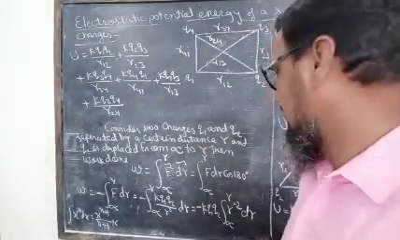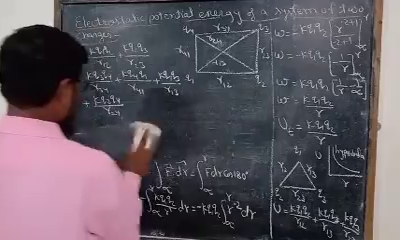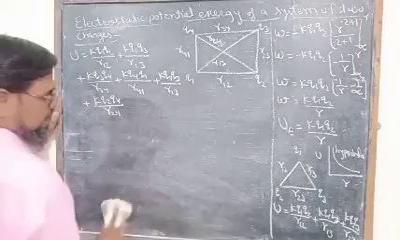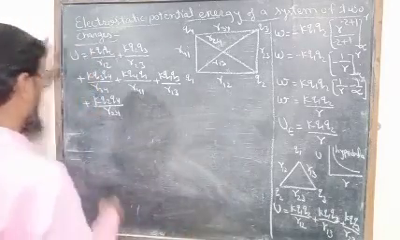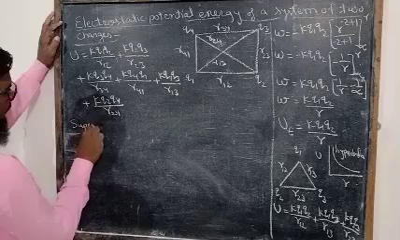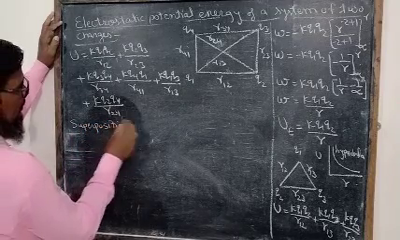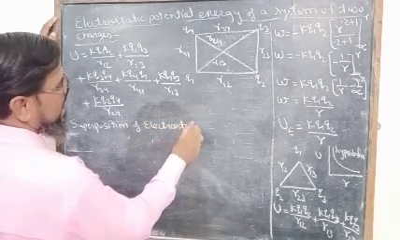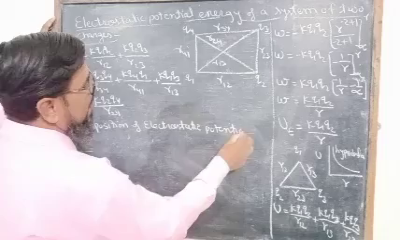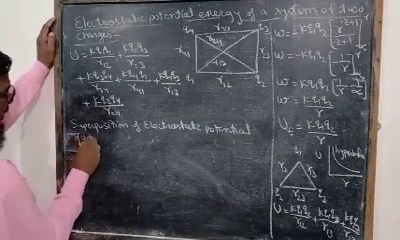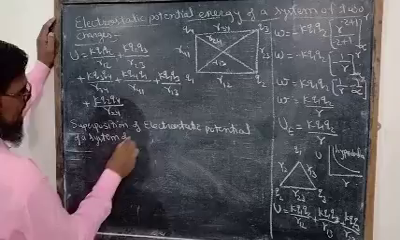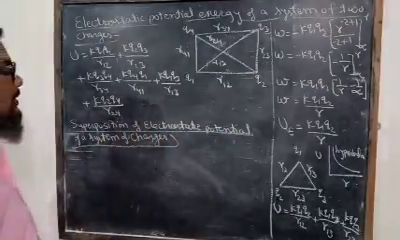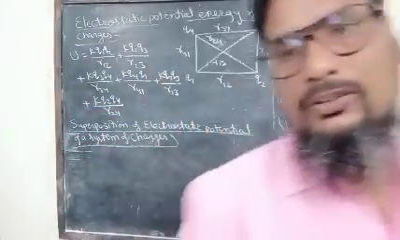So this is the potential energy of the system of charges containing 2, 3 and 4 charges. Now we shall discuss the superposition of electrostatic potential of a system of charges.